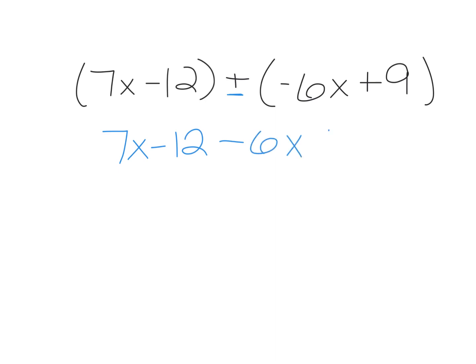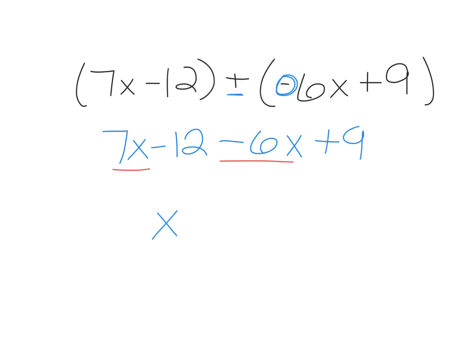Yep, minus 6x plus 9. Okay, remember that also serves as subtraction. Remember? Okay, from here, what can I do? Combine like terms. 7x is a like term of negative 6x. So 7x minus 6x, 1x.